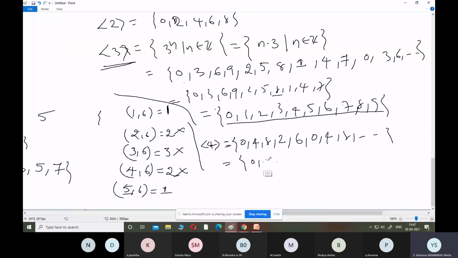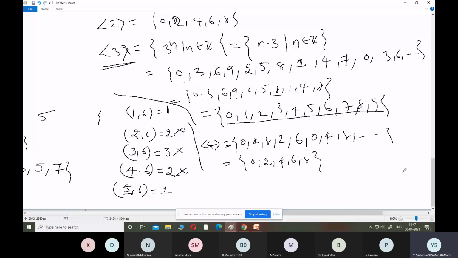0, 2, 6. Oh, and I have 4 also. I'll write them in order. Okay. I have 4, 6 and 8. That's it. Right? Okay. So it is not producing all elements of Z10. So I can't say the cyclic group of 4 is a generator.